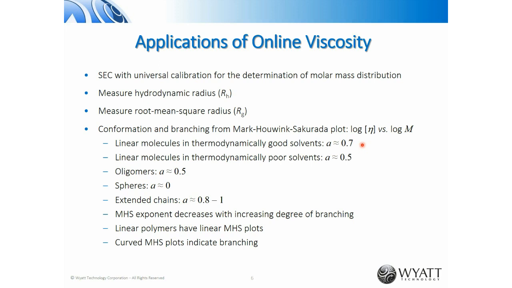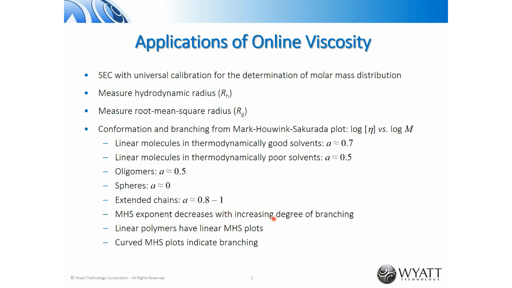So a linear molecule in a thermodynamically good solvent has a slope of about 0.7. In a poor solvent, it's about 0.5. So just by looking at the slope of such a plot, you can determine whether or not it's in a good or bad solvent. Oligomers are typically around 0.5 because they're quite small. In spheres, because they have effectively the same density for all sizes, the intrinsic viscosity is independent of the sphere radius, so you get a slope of 0. And similarly with large chains, you can get a ratio of 0.8 to 1.